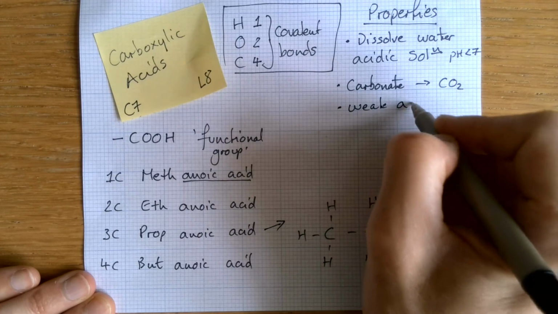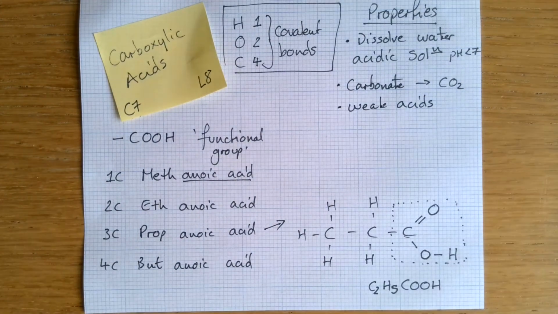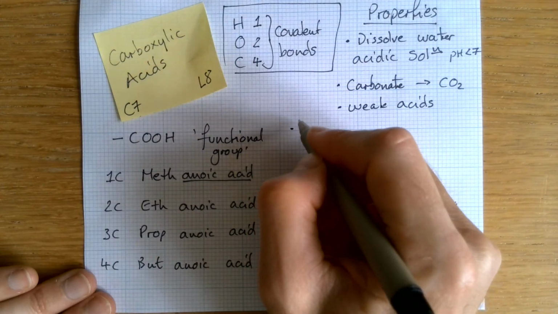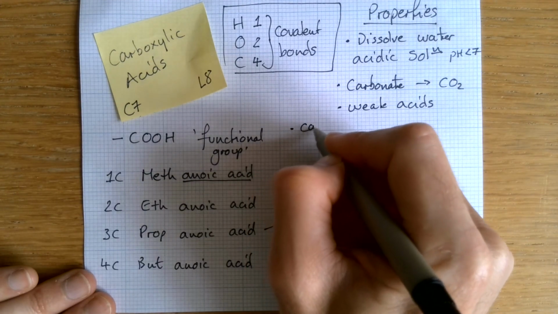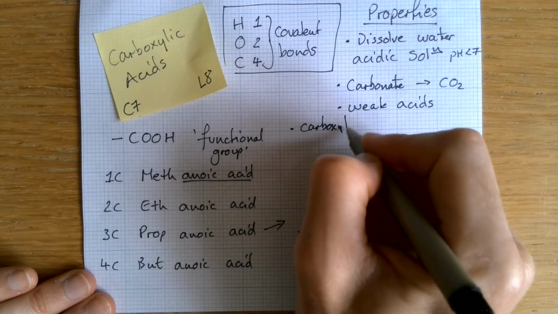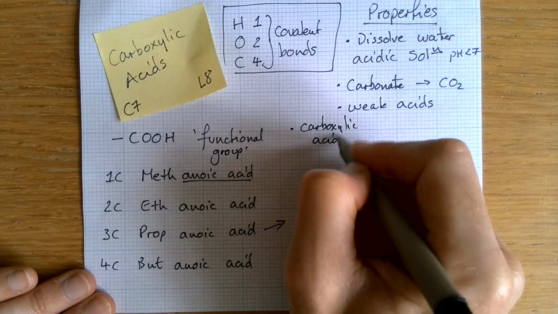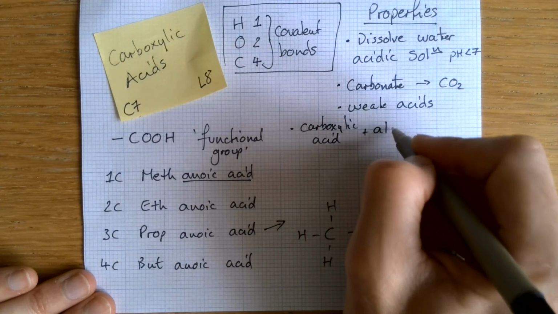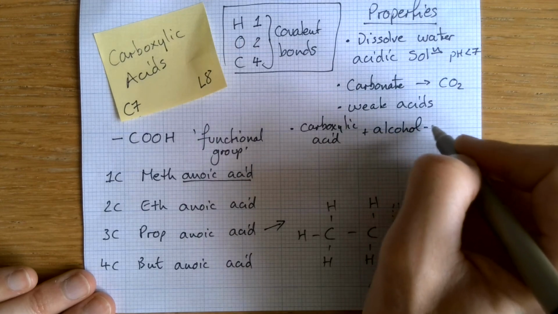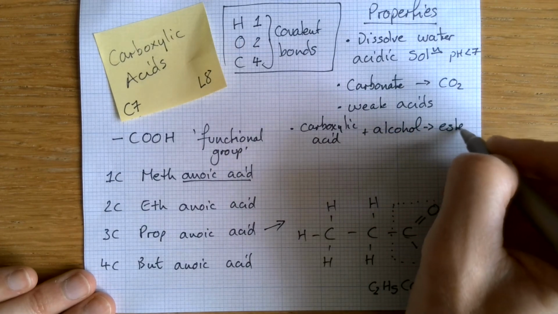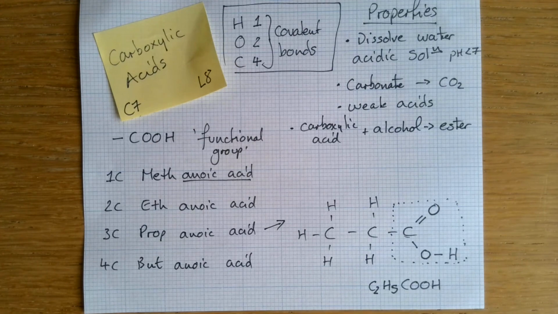They do form weak acids, or they're known as weak acids. So we get weak acids. And the final thing that you need to be aware of, if you react a carboxylic acid with an alcohol, then one of the products you get is an ester, which comes up in the next lesson.